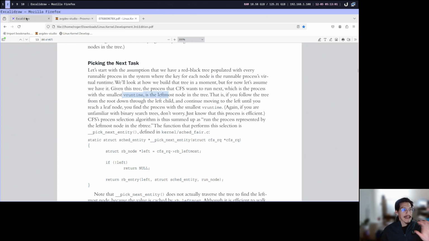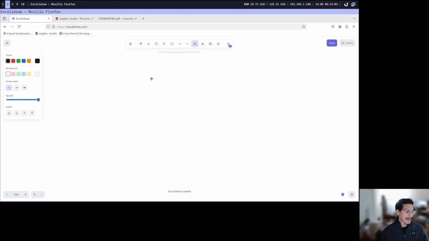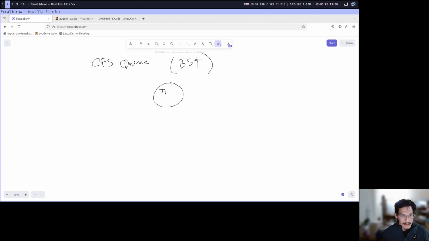Let's forget about it being red-black. Pretend this is a CFS queue, and it's just a regular BST, not red-black first. So when we add a node here, let's say this is task 1, and its vRuntime, let's just call it VRT, is going to be, let's say, at this point 100 or something.